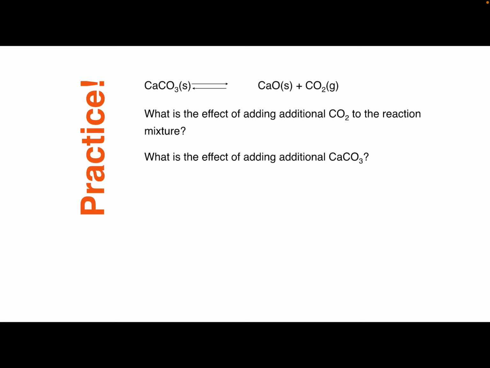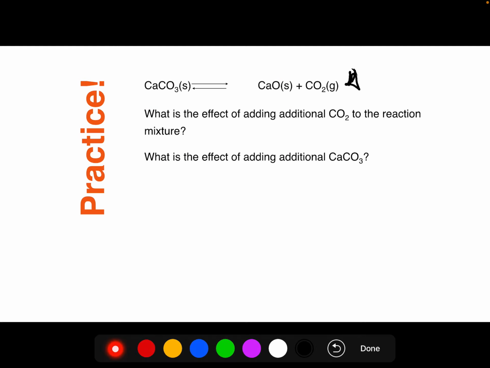So look at this example. What is the effect of adding carbon dioxide? Well, if I increase carbon dioxide, I'm increasing a product, which is going to increase my Q value. So to get back to equilibrium, it's going to go this direction. So what's the effect of adding carbon dioxide? It's going to shift toward the left side, toward the reactant side.